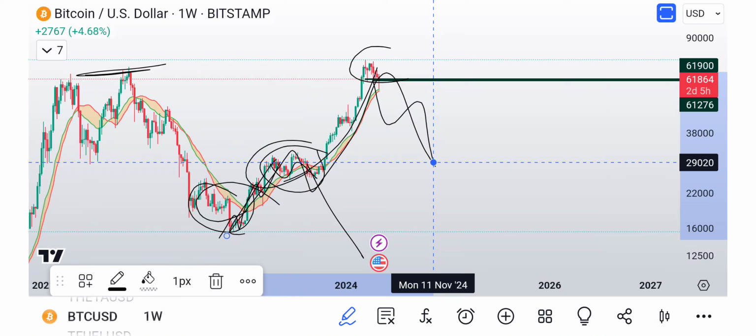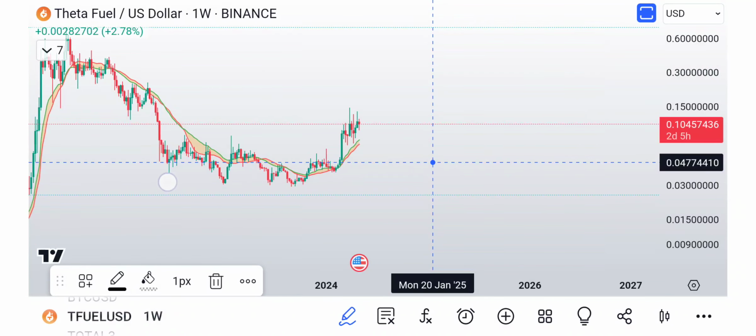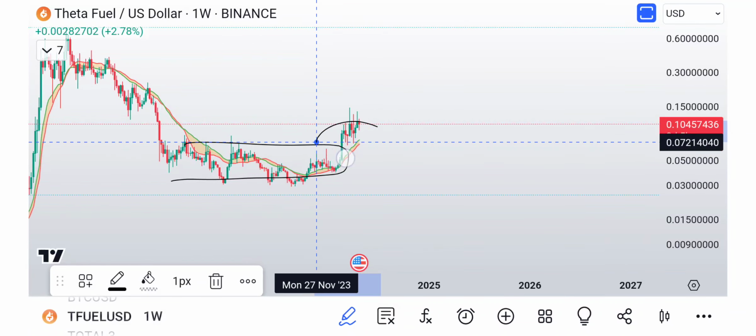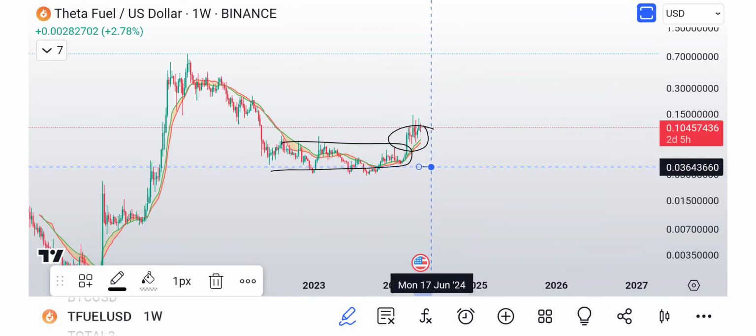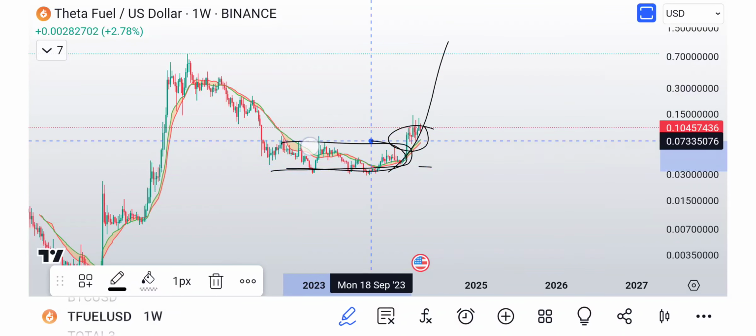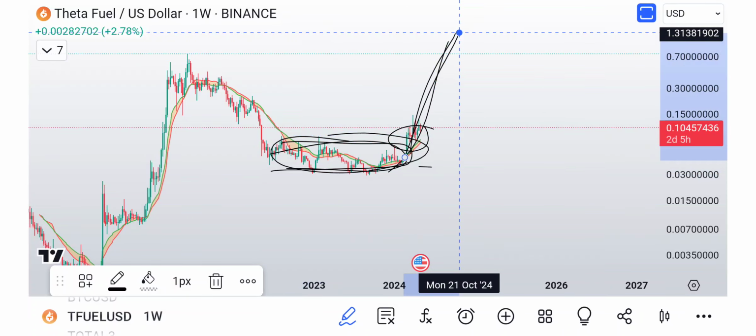Right? I mean, to me, there's still a lot of opportunities out there. Just look at Theta TFUEL. I think it's in a very nice area. We have a base here. We're back testing the base. I think it's in a very nice area for outer space. The bigger the base, the higher in space. So we'll see how that plays out.